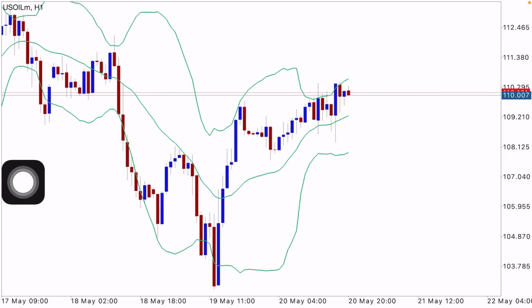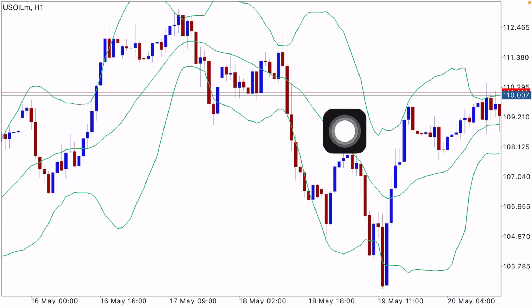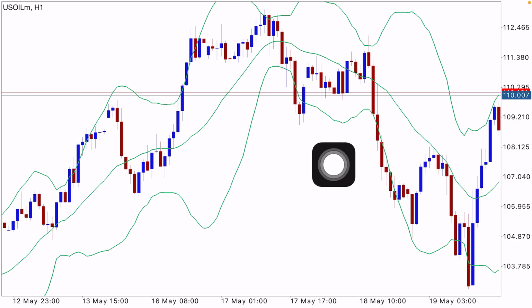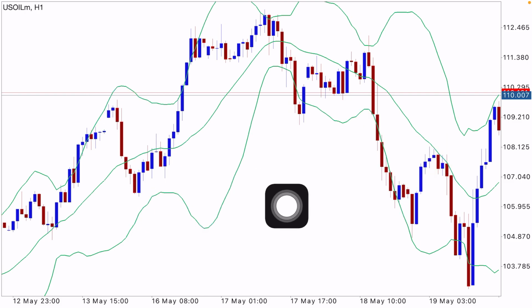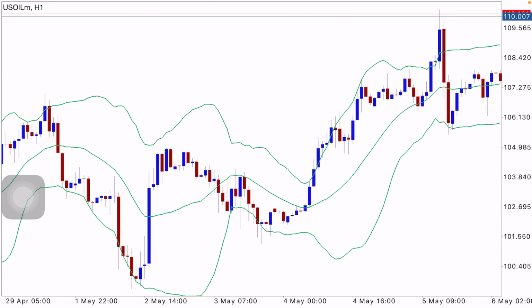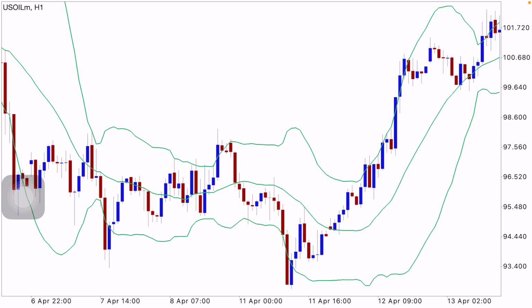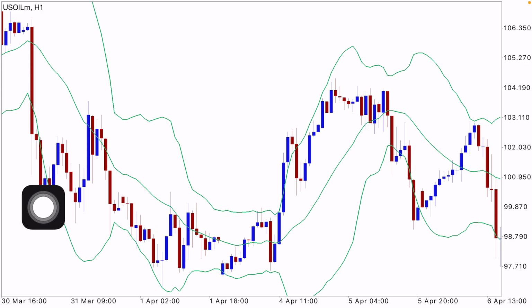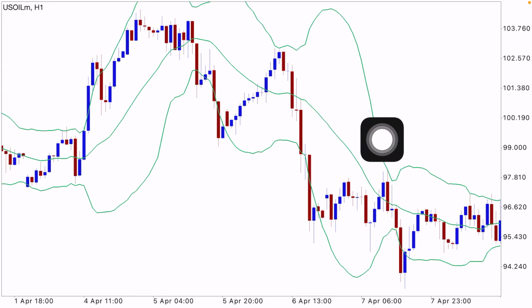Let me tell you one thing. Upper band, lower band, and middle band, they are potential reversal points on the Bollinger Bands. Look at something over here. You can see that anytime price gets to the lower band, it pushes price to the middle band, and anytime price goes to the upper band, it pushes price to the middle band again.